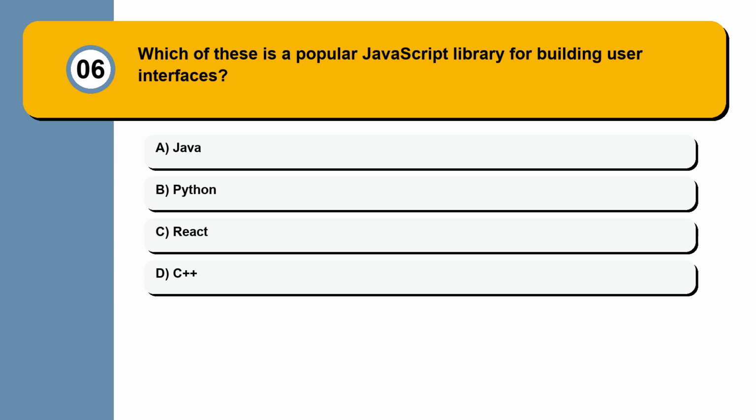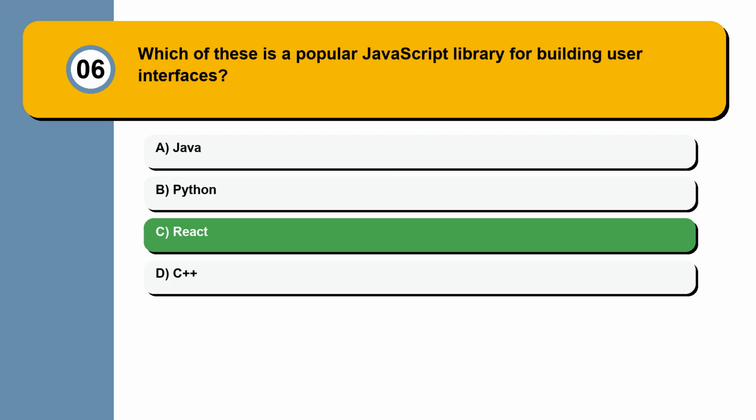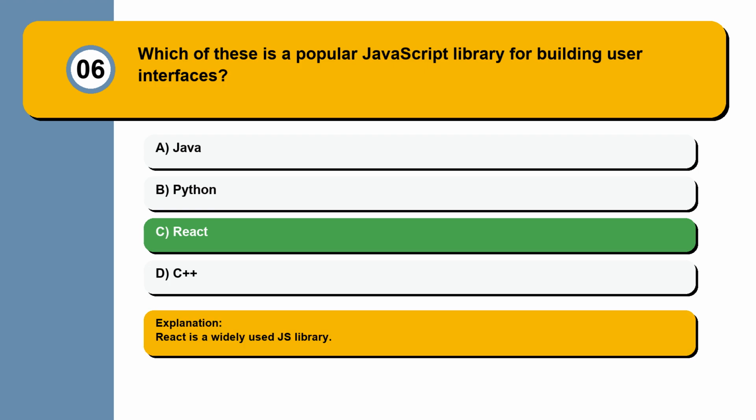Question 6. Which of these is a popular JavaScript library for building user interfaces? Java, Python, React, C++. React is a widely used JS library.